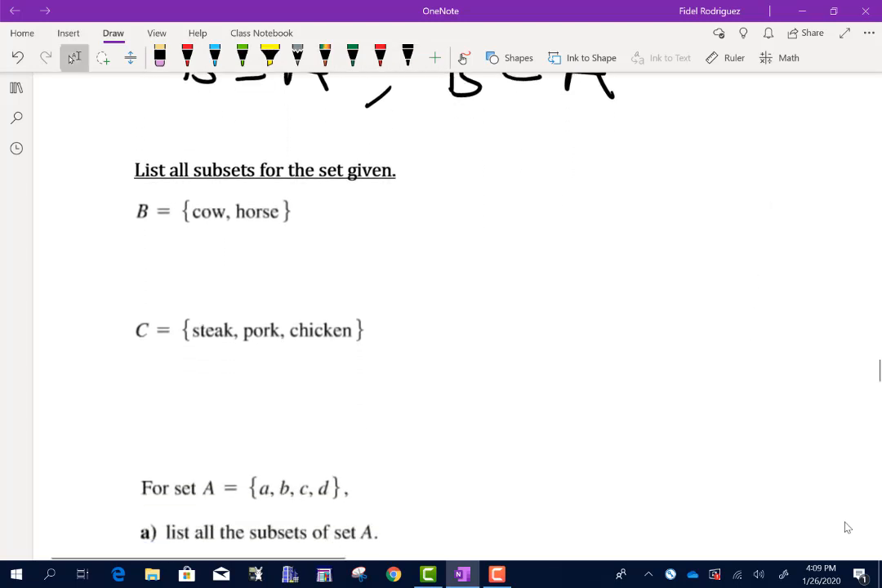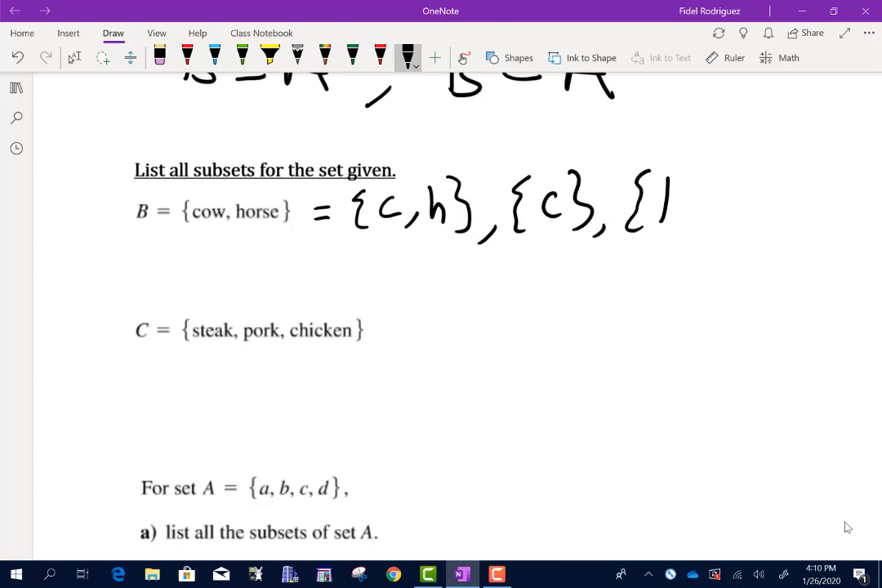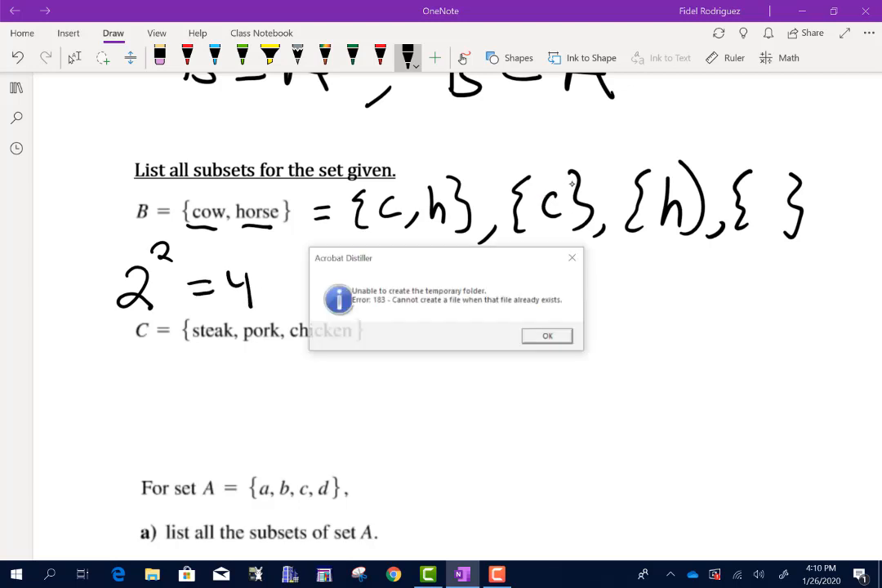Okay, so now the next couple of problems say to list all the subsets for the set given. We have two elements here. I'm going to abbreviate, guys. I'm going to go C and H. That's the first one. C would be the next one. H would be the next one. And the empty set. So remember, the way I figure out when I'm done is I always take the number 2 to however many elements I have here. So 2 squared is 4. 1, 2, 3, 4. Right?